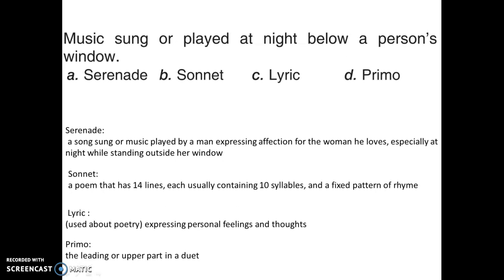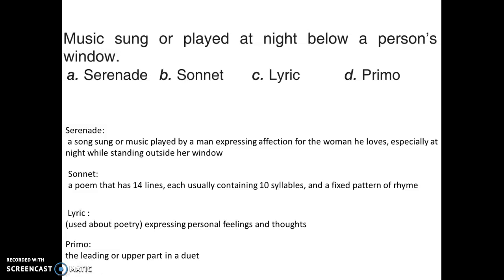So now I'm telling you that serenade is music sung or played at night below a person's window, because I've seen it in a dictionary, and now you are also going to know that. You are going to remember, so please write it down. And primo is the leading or upper part in a duet. So these three are wrong and this is right, and you have your answer here.